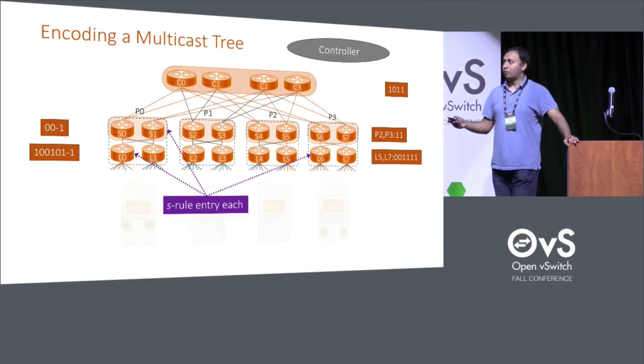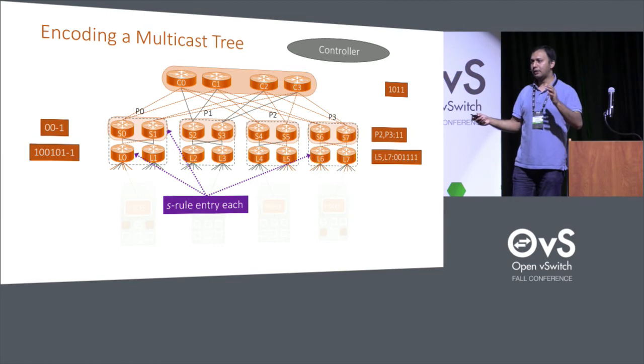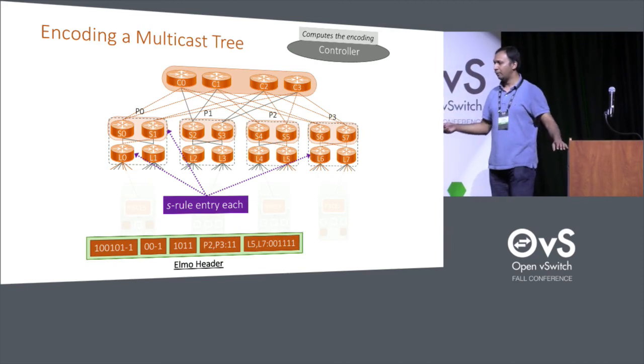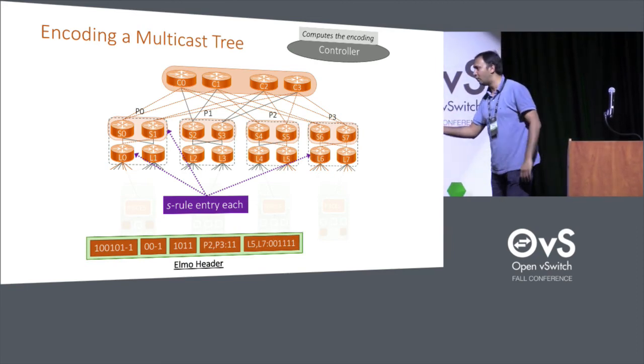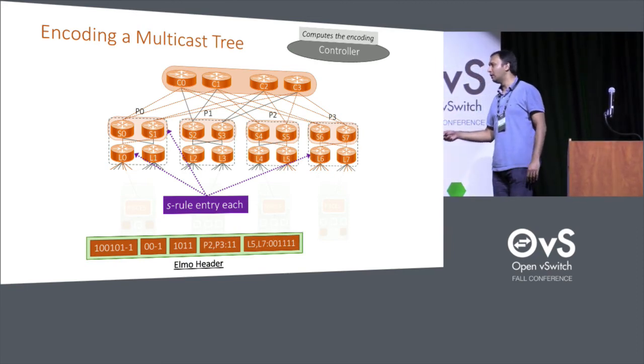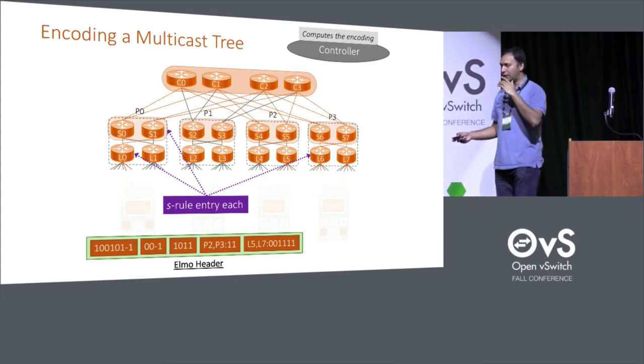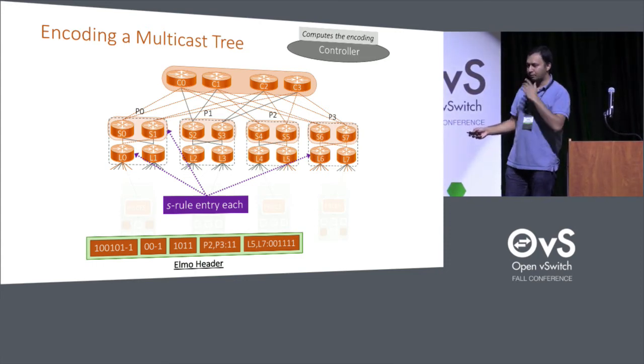So this was how the encoding is happening. But eventually, the participants or the members of a multicast group send join requests to the controller. This controller then computes this encoding, and generates an Elmo header, which is a serialized form of these bitmaps. So this is the bitmap in the upstream direction for the leaf layer, then the spine layer, and finally the core layer, and then in the downstream direction for the spine layer and the leaf layer. Collectively, we call this an Elmo header.